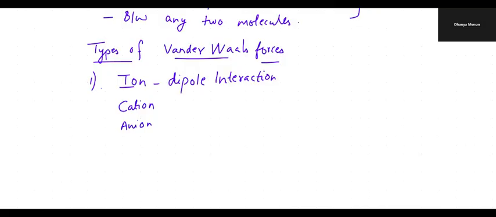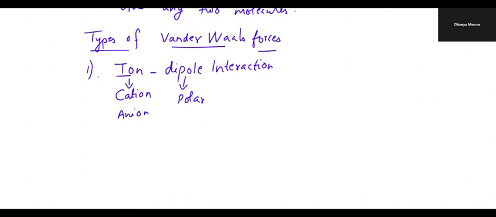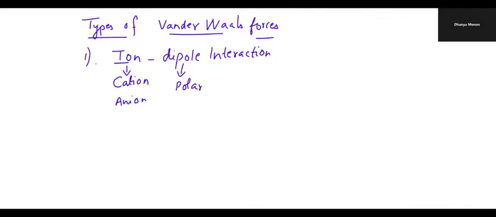Yes, it can be a cation or an anion. So ion can be a cation or anion, and dipole means polar molecule. So basically, it is the interaction between a cation and a polar molecule or an anion and a polar molecule.